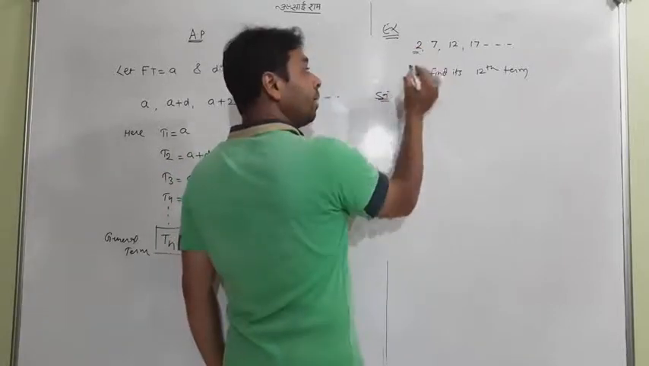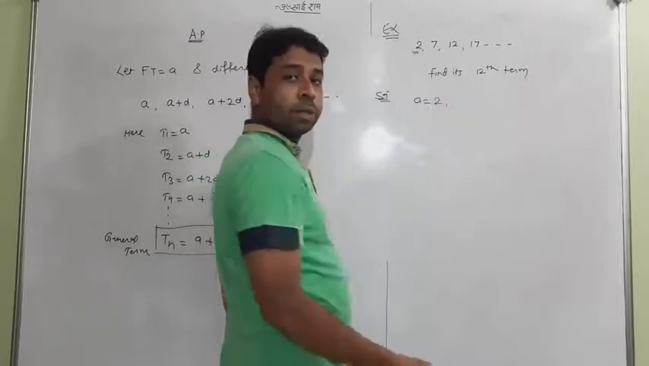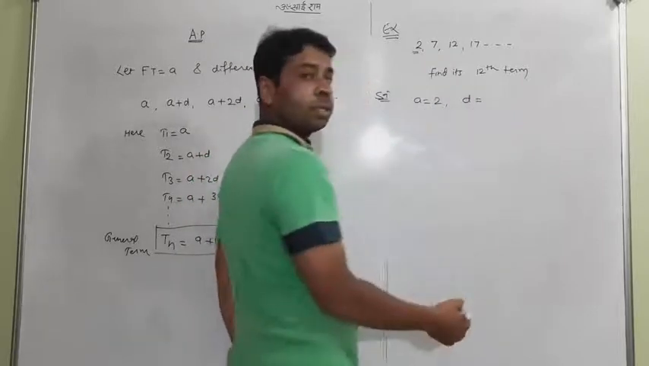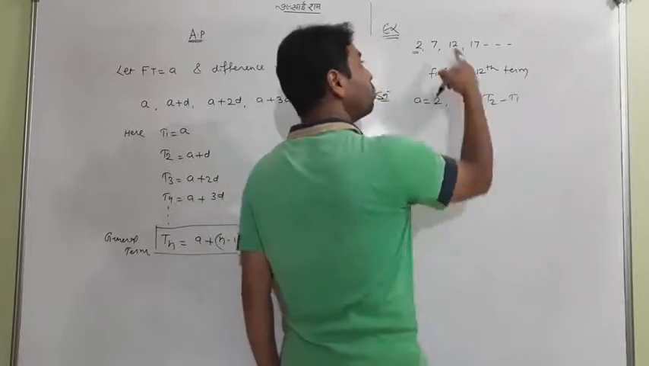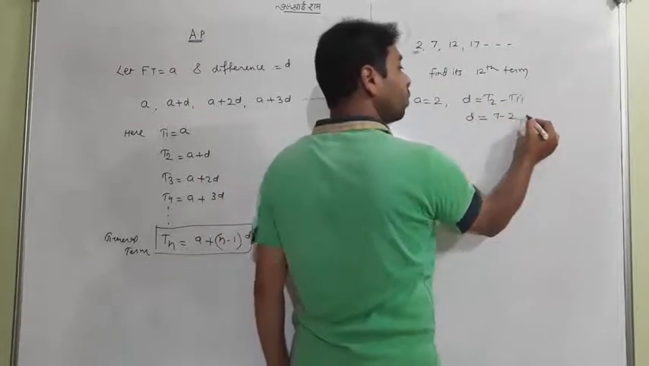For that you need two things. This is A, and this is D. Now D is what? Second term minus first term. Yesterday I taught you: 7 minus 2, which is 5.